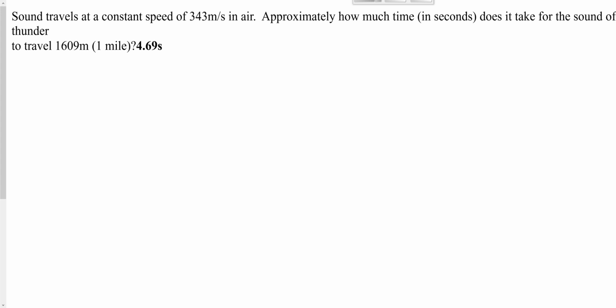Okay, so with these, the big thing is, the toughest manipulation of V equals d over t is for t, because we have to actually move two things in order to get that. All right, in this one here, we have the constant speed of sound, 343 meters per second.